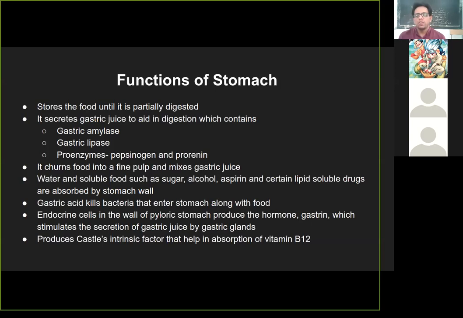The stomach is also known to secrete gastric juice to aid in digestion, which contains gastric amylase, gastric lipase, and proenzymes. Amylase, as we have seen earlier, is responsible for breakdown of starch or carbohydrate-like material. Gastric lipase is responsible for breakdown of lipids, and the proenzymes, which are pepsinogen and prorenin, are responsible for breakdown of proteins and other molecules. Prorenin is also responsible for binding with minerals and so on.